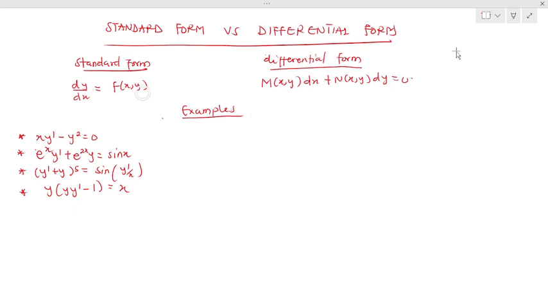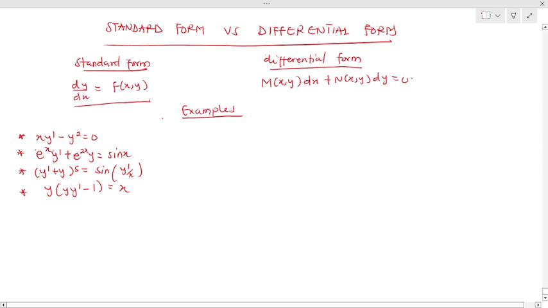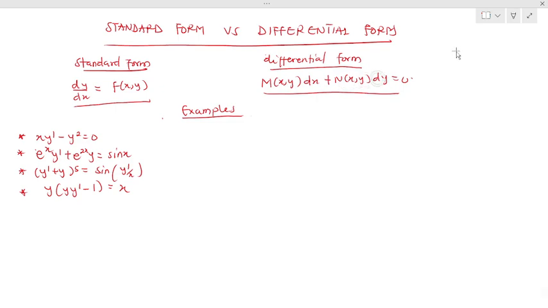For every differential equation to be called standard form, this is how it should be. So as I said, your derivative on the left, then the function of x and y on the right. Let's come to differential form. Differential form is going to follow this order. You're going to have a function of x and y attached with the dx, plus a function of x and y attached with the dy, equal to 0. So it's more of you separating the x differential parts and the y differential parts.